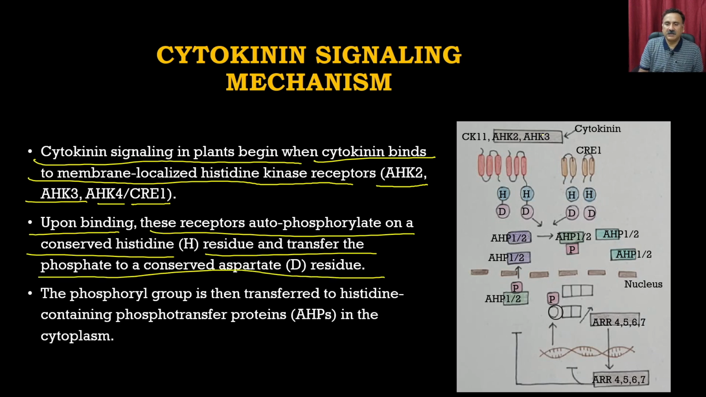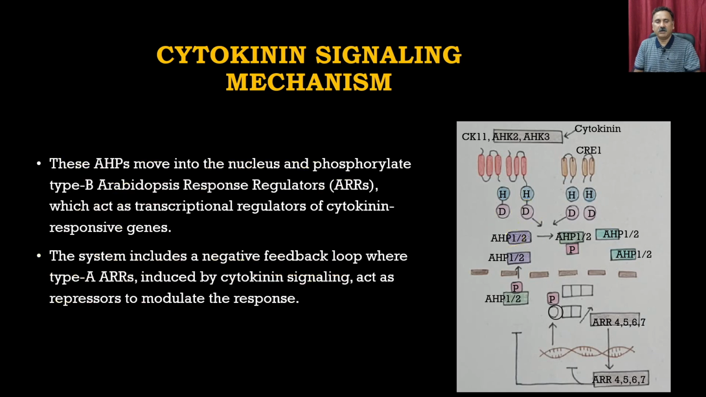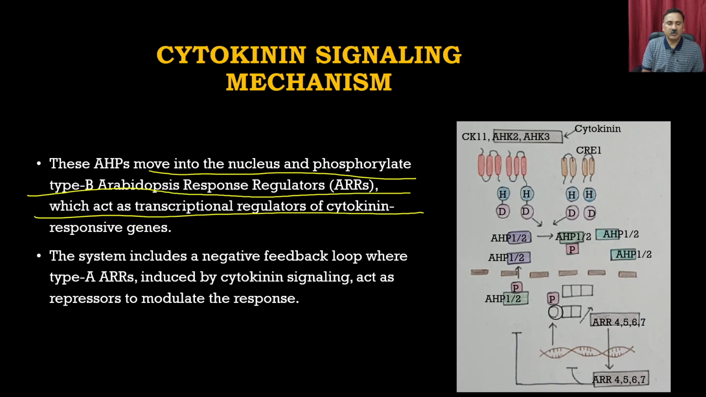So when there is a cytokinin binding, it is actually going to initiate the autophosphorylation, right? And the phosphate is transferred onto the aspartate residue. The phosphorylated group is then transferred to the histidine-containing phosphotransfer protein in the cytoplasm. So it is going to transfer the phosphate group to the AHP1, and then the AHP1 moves into the nucleus and phosphorylates the type B ARRs, which act as transcriptional regulators of the cytokinin-responsive genes.